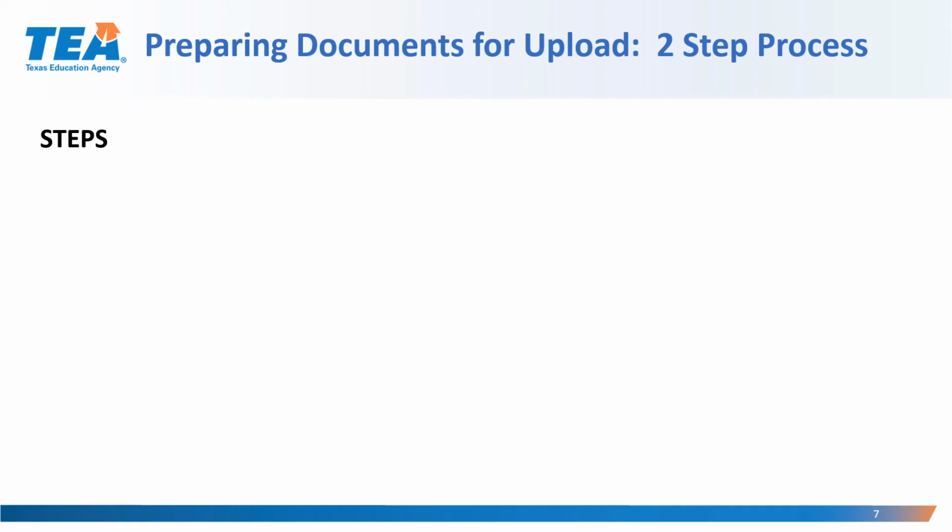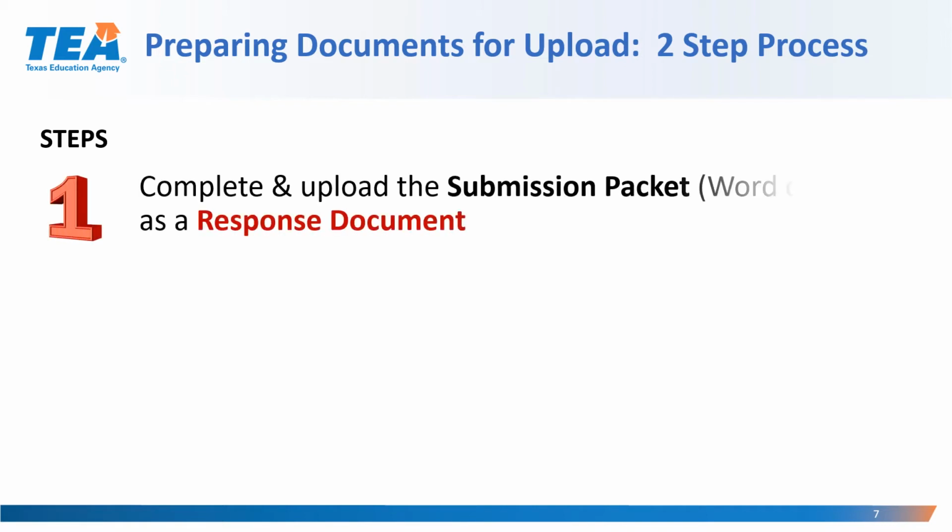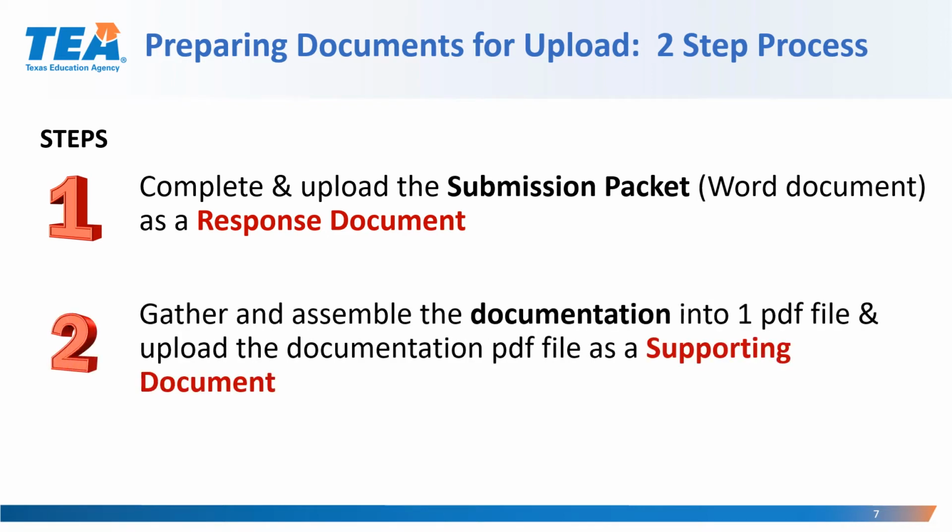Preparing documents for upload is a two-step process. Step 1 will require the LEA to complete and upload the submission packet in Word format as a response document. Step 2 requires that the LEA gather and assemble the documentation into one PDF file and upload the documentation PDF file as a supporting document. So an LEA will upload two specific documents, the submission packet in Word format and the documentation file in PDF format.